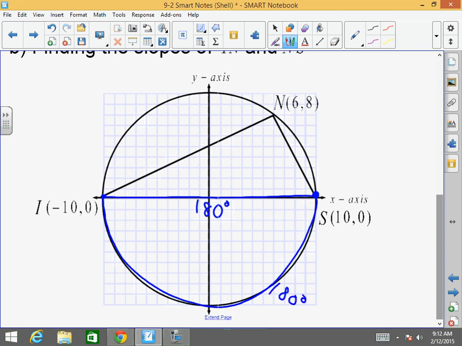Well, if that's the case, isn't this an interior angle? And doesn't this interior angle intersect this arc measure? So that is half of the arc measure. So this angle, angle INS, is 90 degrees. So right off the bat, we proved that triangle INS is a right triangle.